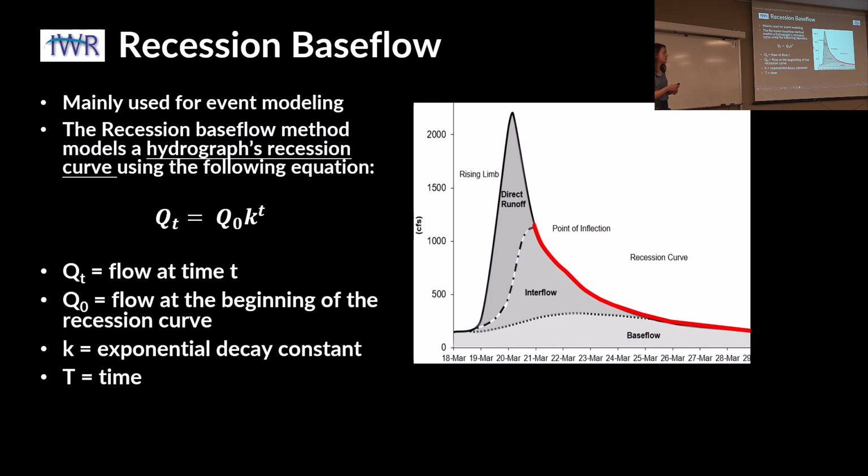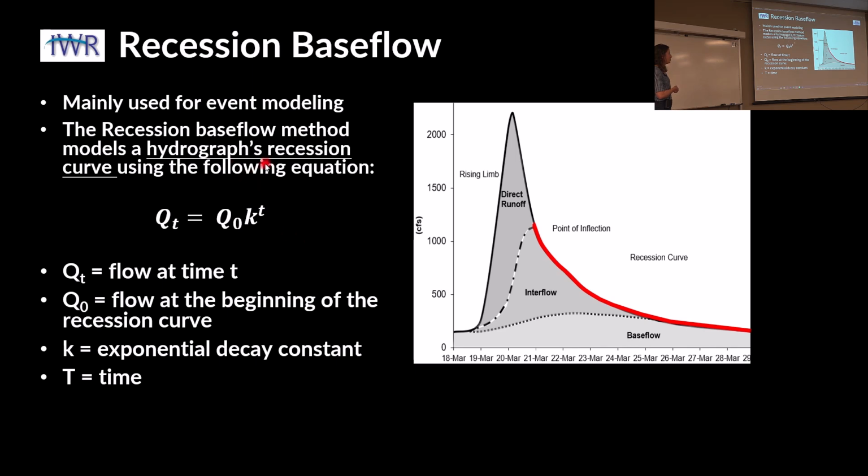So recession baseflow is pretty simple, and it is mainly used for event modeling. So short-term simulations, not continuous simulations. And the way we model baseflow is using basically an exponential decay function. This is your recession equation here. It's Q sub t, so the flow at time t is equal to Q naught times our exponential decay constant k raised to the power of t.